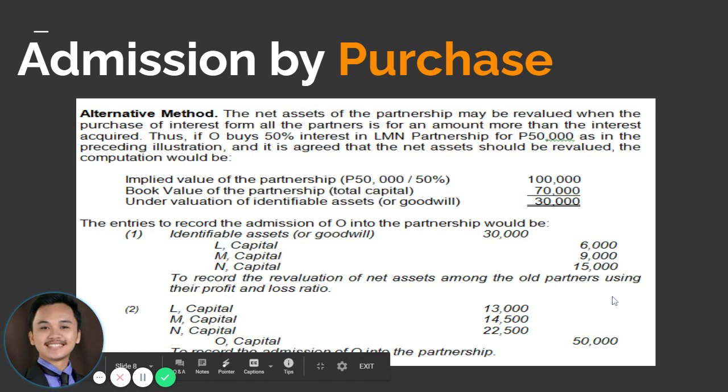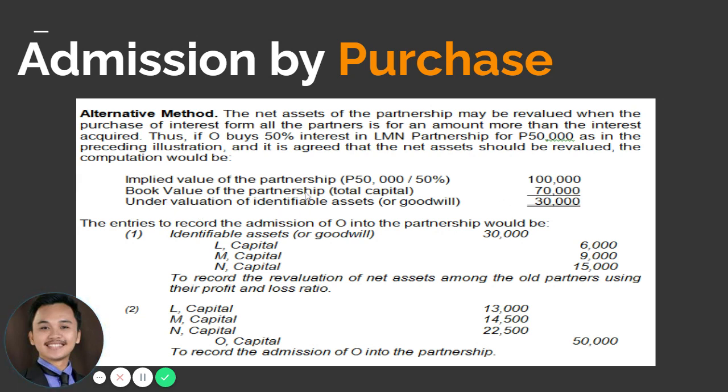We also have an alternative method in recording such an instance. In the alternative method, the assets of the partnership may be revalued when the purchase of interest from all the partners is for an amount more than the interest acquired. Thus, if O buys a 50% interest in the LMN partnership for 50,000 as in the preceding illustration, and it is agreed that the net assets should be revalued, the computation would be: you compute the implied value of the partnership by dividing the amount to be invested in the partnership, which is 50,000, by its percentage share in the capital. So 50,000 divided by 50%, that's 100,000.